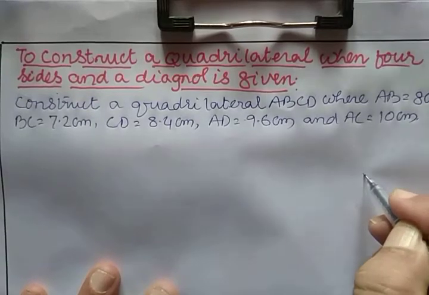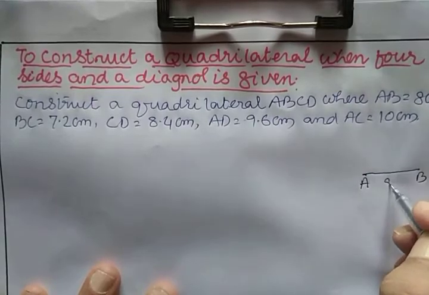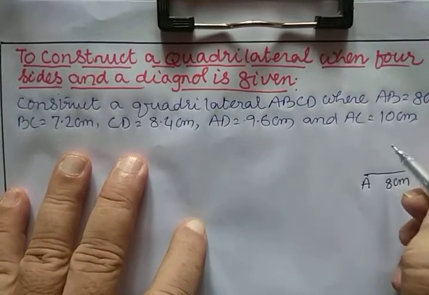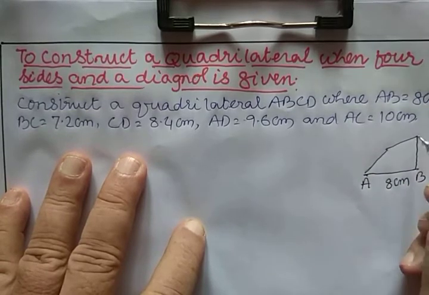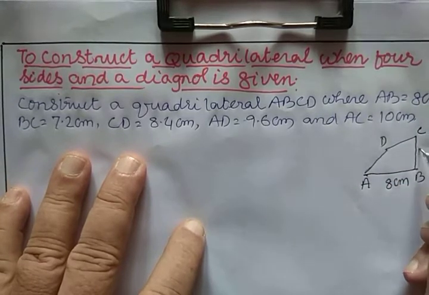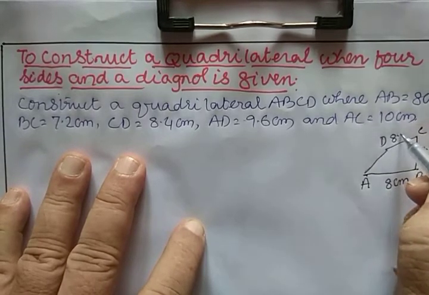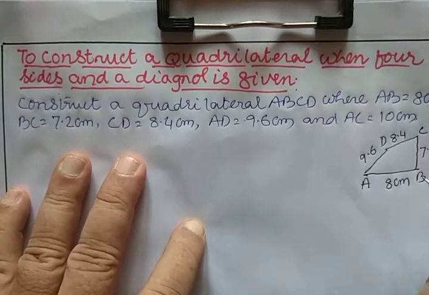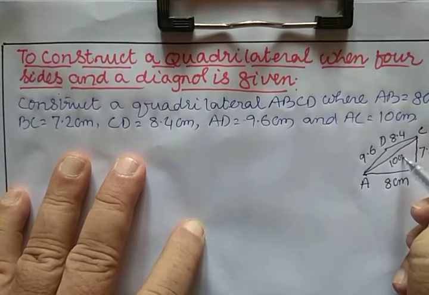So this is your rough diagram. I have taken AB as base. What is the length? 8 centimeters. Next BC is given. So this is your quadrilateral CD. BC how much? 7.2. CD how much? 8.4. AD how much? 9.6. AC how much? 10 centimeters.